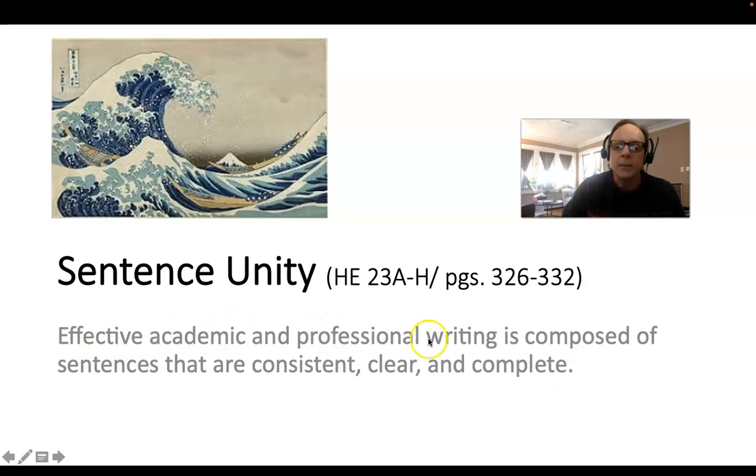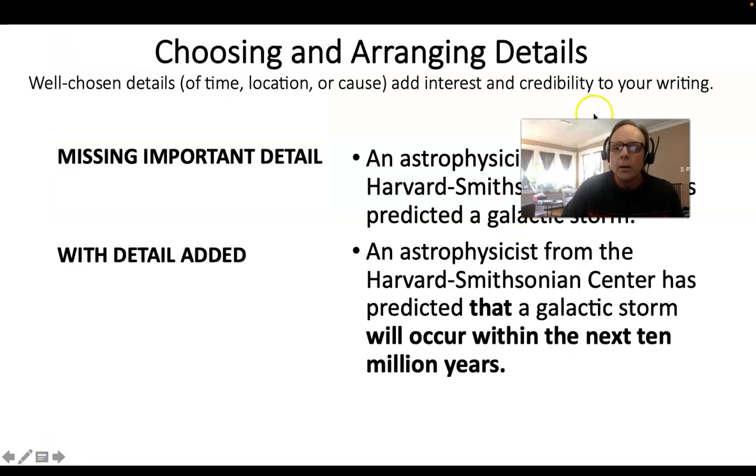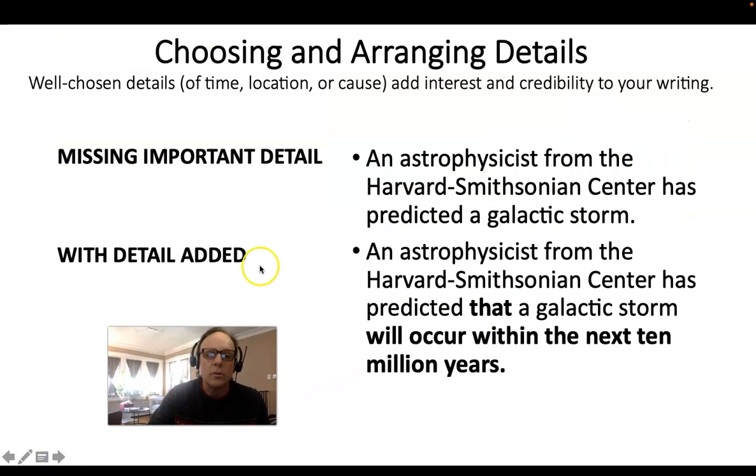So effective academic and professional writing is composed of sentences that are consistent, meaning they kind of work together, they're similar in structure, clear, easy to understand, and complete, have enough information. This is page 326 to 332 of the Harvard Business Essentials book. All right, so let's look at one called Choosing and Arranging Details. And that has to do, this one, choosing details related to time, location, a cause.